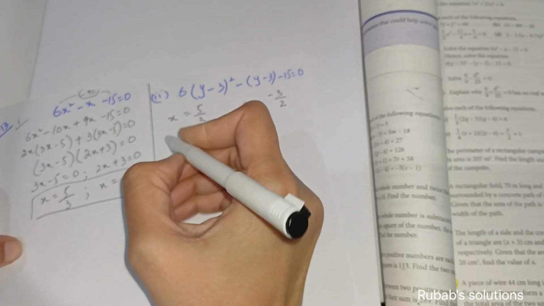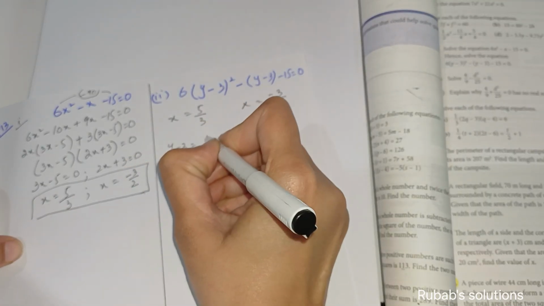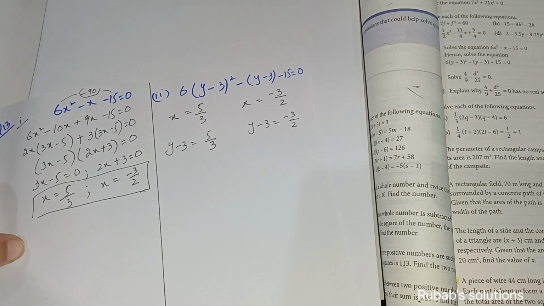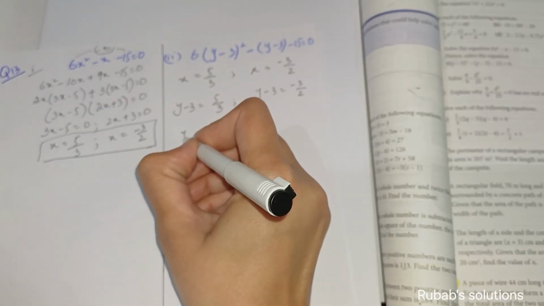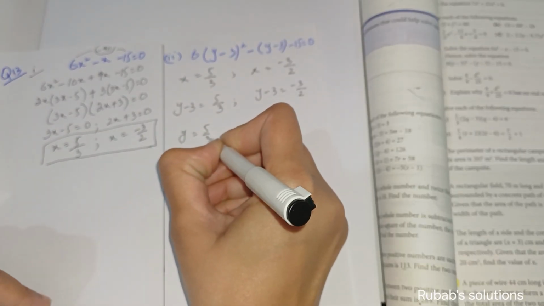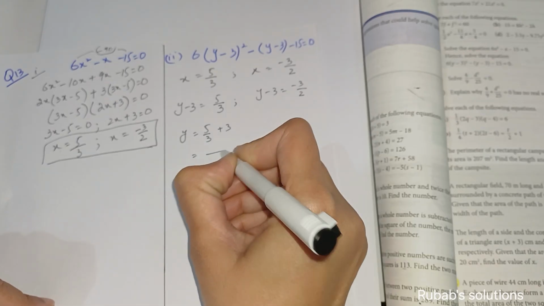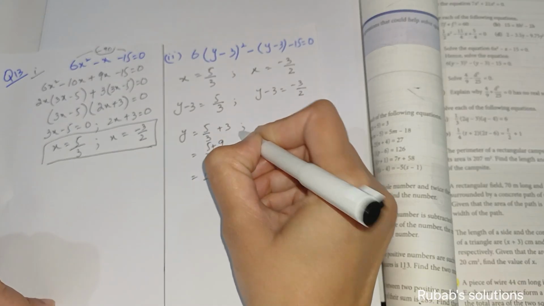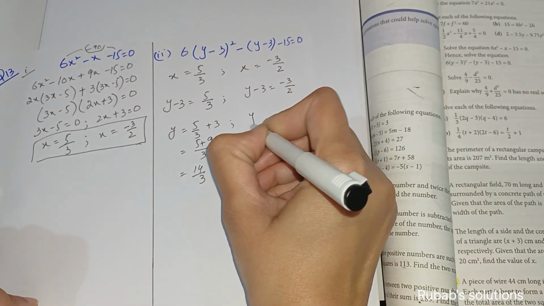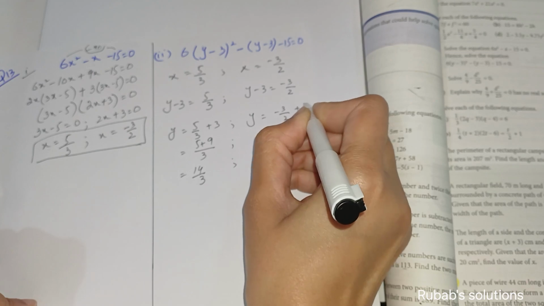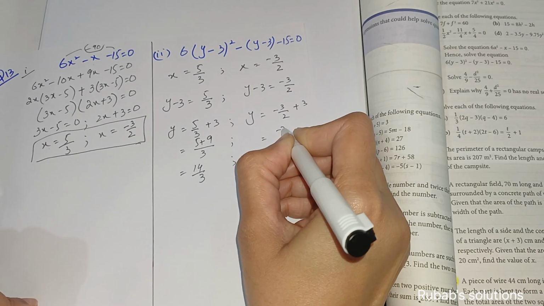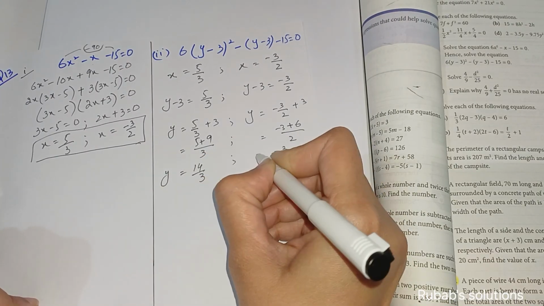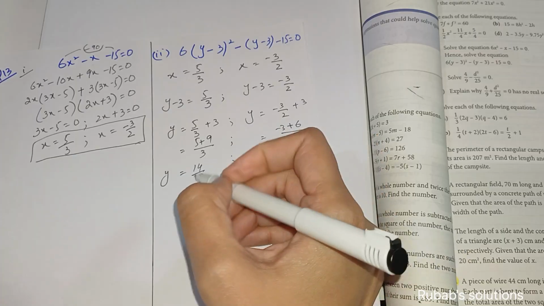So in place of x I will write y minus 3 is equal to 5 by 3, and same over here, y minus 3 is equal to minus 3 by 2. From here it will be y is equal to 5 by 3 plus 3. Take the LCM, 5 plus 9, 14 by 3. And on the other side it will be y is equal to minus 3 by 2 plus 3. So take the LCM, 2 minus 3 plus 6. So the answer is 3 by 2. So I got the two answers again by using the first part.